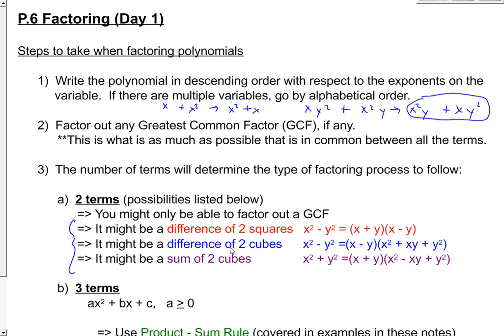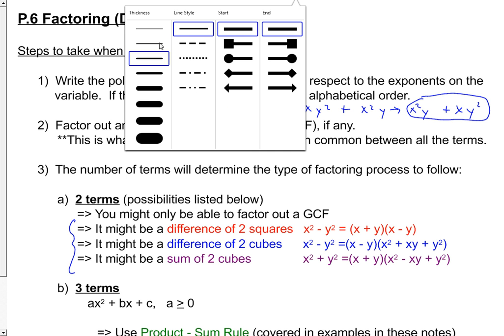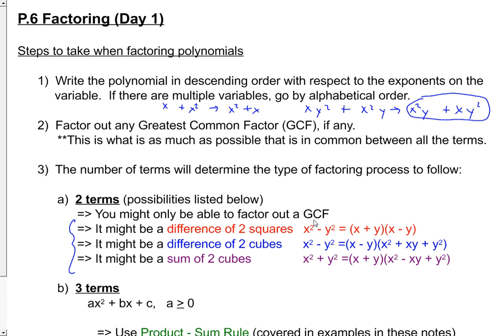If you have the difference of 2 cubes, this should be x to the third right there. Let me correct this. So this would be x to the third minus y to the third. So any value to the third power minus any other value to the third power, then your factors would be x minus y times x squared plus xy plus y squared.